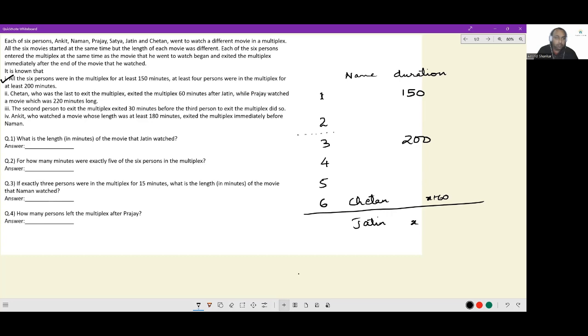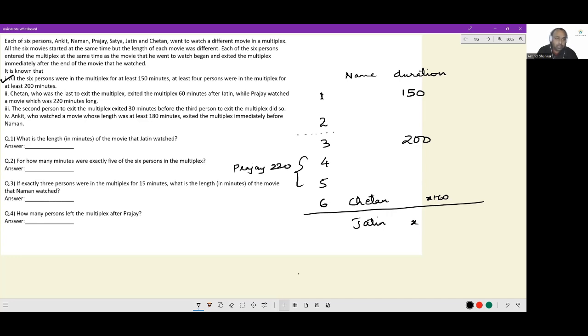Prajay watched a movie which was 220 minutes long. So I can say one of these two spots is going to be Prajay with 220. How I'm coming up with this: one of these two spots has to be more than 200, and Chetan is the last person leaving. So between 4 and 5, one of the two spots is necessarily going to Prajay.